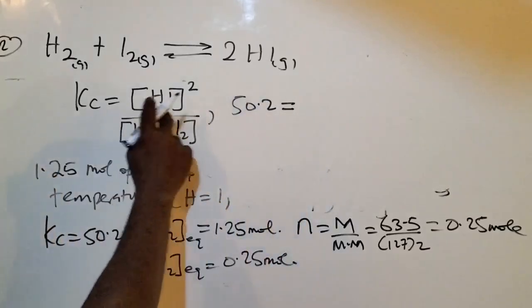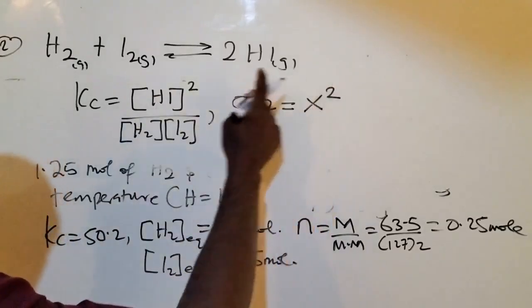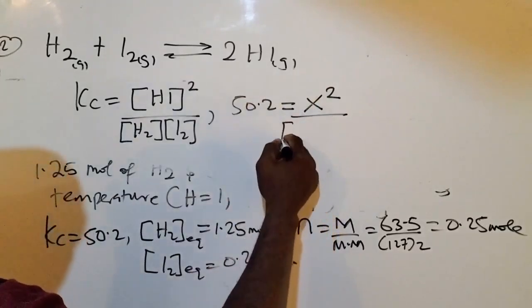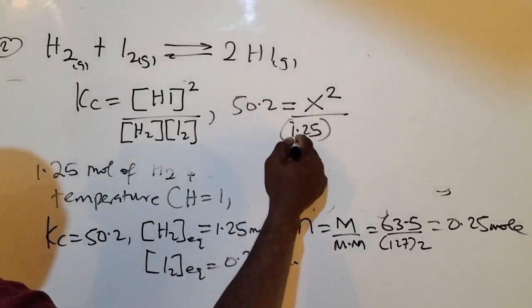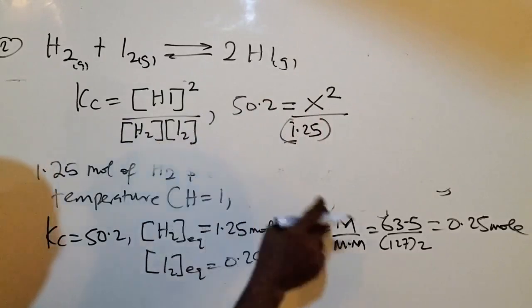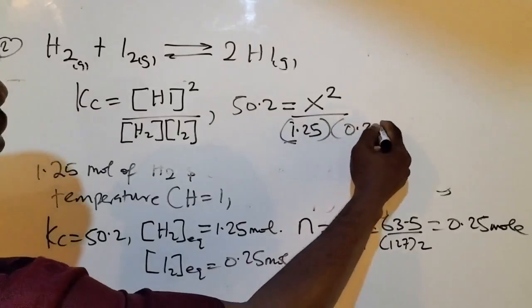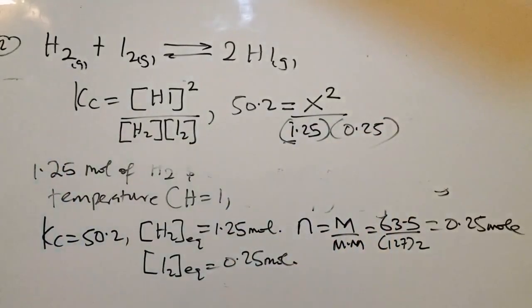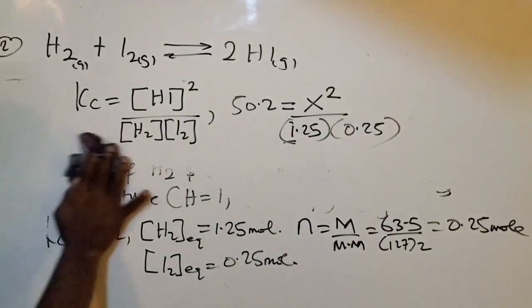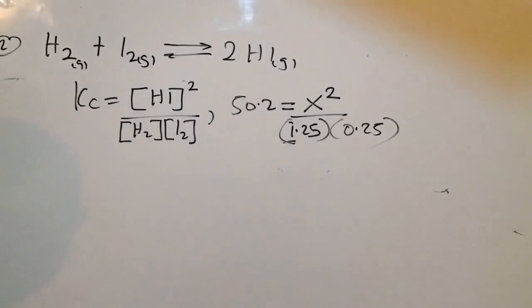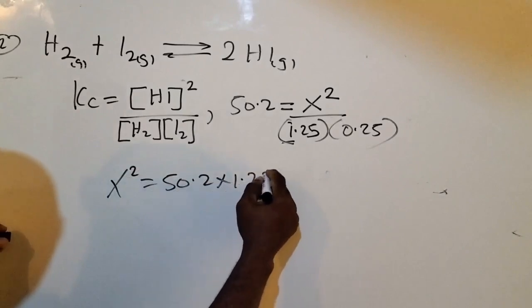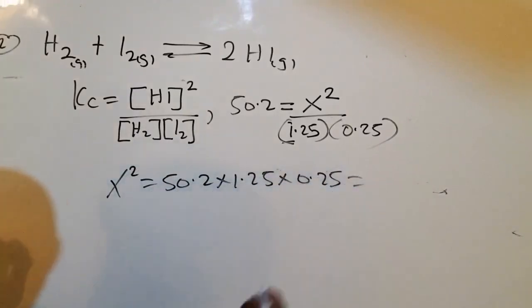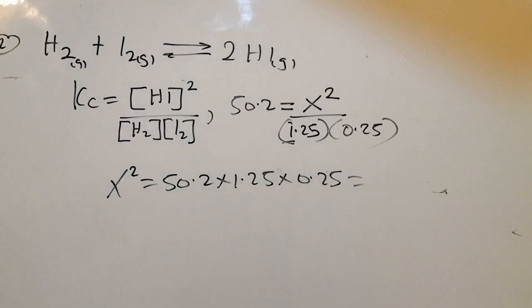The concentration of this one, you don't know it, you can call it S. Then S squared because of the power 2. The concentration of hydrogen is 1.25 multiplied by that of iodine, 0.25. So you can cross multiply, so they can make S squared the subject of the formula. When you multiply, S squared becomes equal to 50.2 times 1.25 times 0.25. So applying the values, you're going to get 15.7.